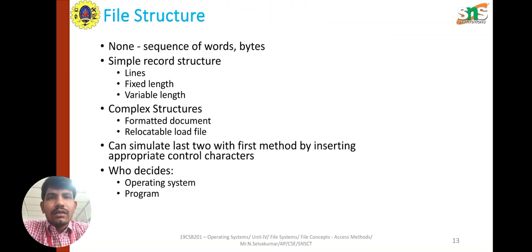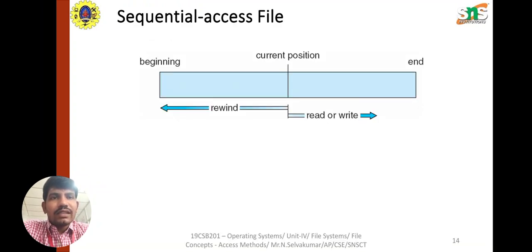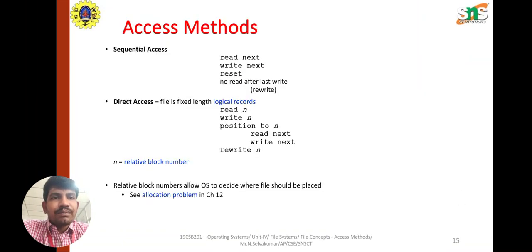File structure: none is a sequence of words or bytes. A simple record structure includes lines, fixed length, and variable length. A complex structure is a formatted document or relocatable load file. We can simulate the last two with the first method by inserting appropriate control characters. Who decides? The operating system and the program decide. Sequential access file: operations go from the beginning to the end, and rewind resets the current position of the file. Read and write operations update the position accordingly.